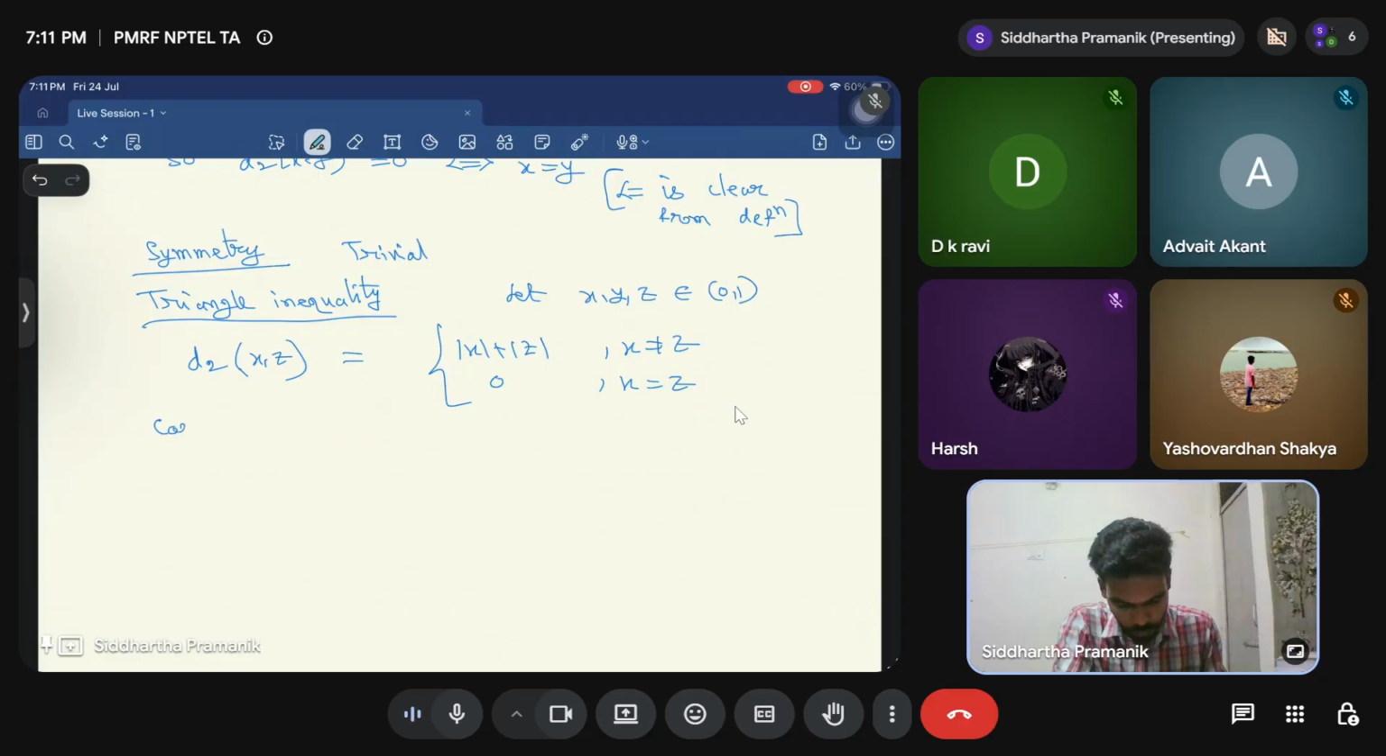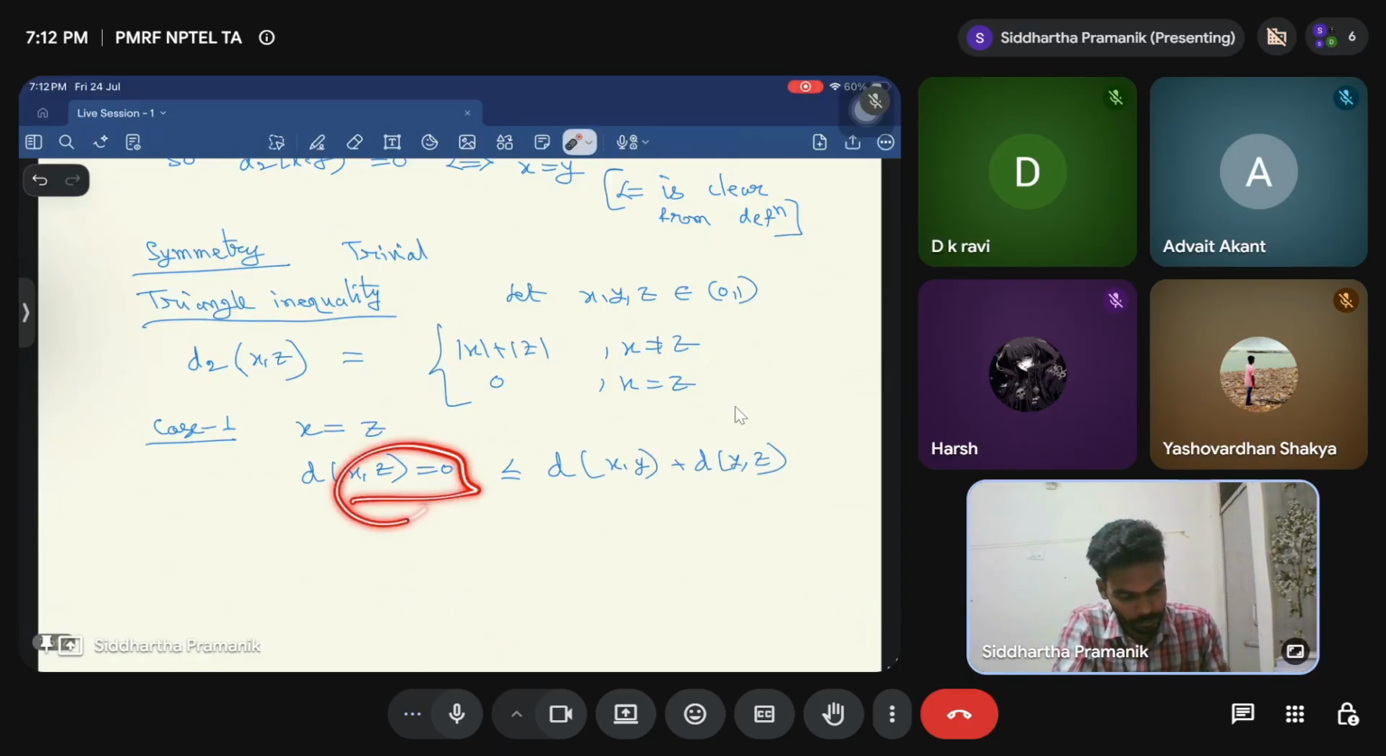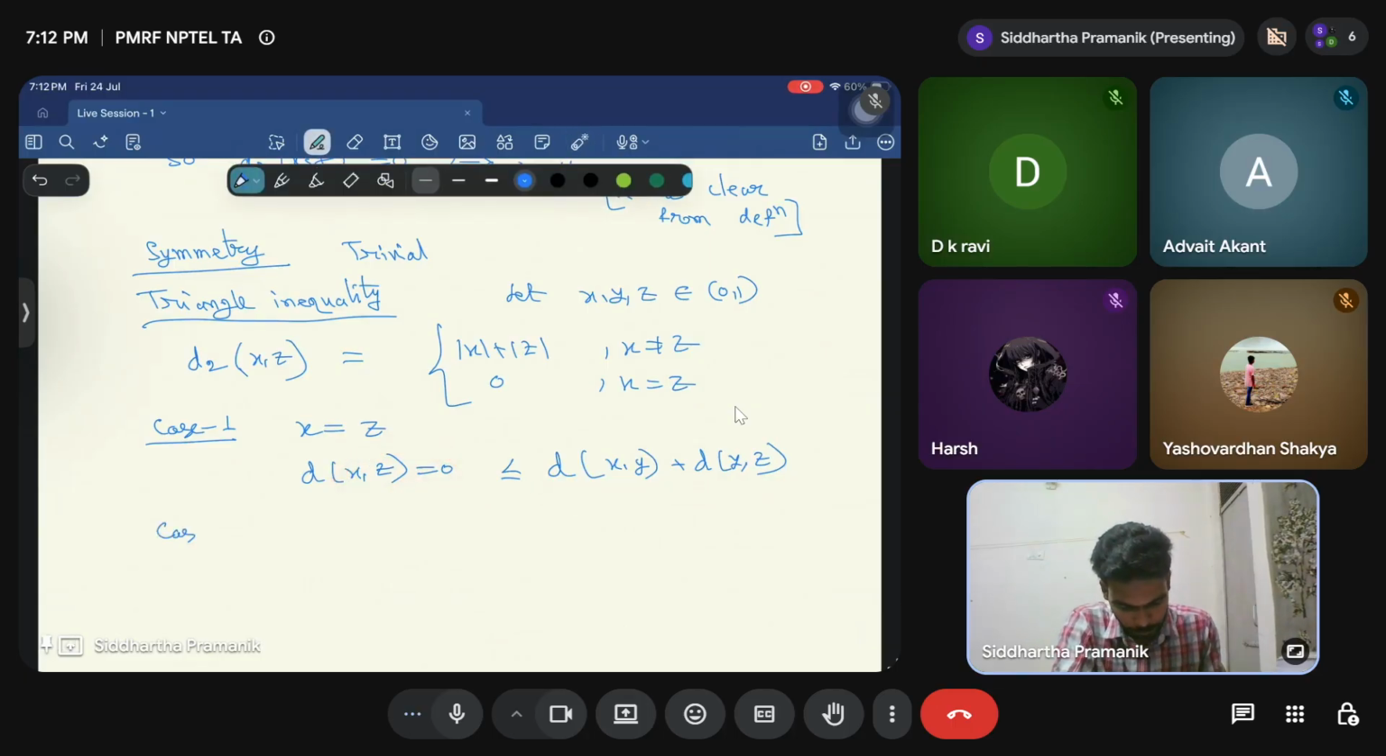So case 1, if x equals z, then there is nothing to prove, right? Then all three things are 0. Then d x z, this is 0. This is clearly less than or equal to d of xy plus d of yz, because this is 0 and this thing is non-negative. Now x is not equal to z.